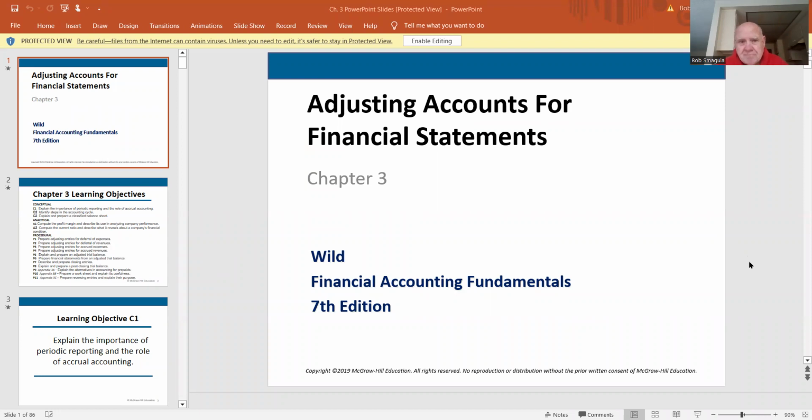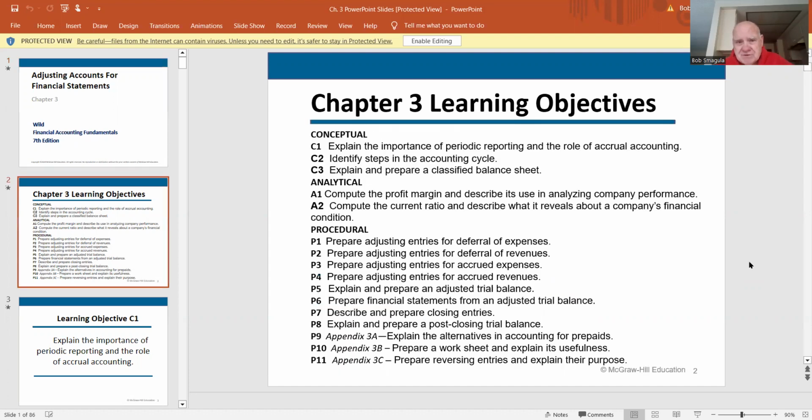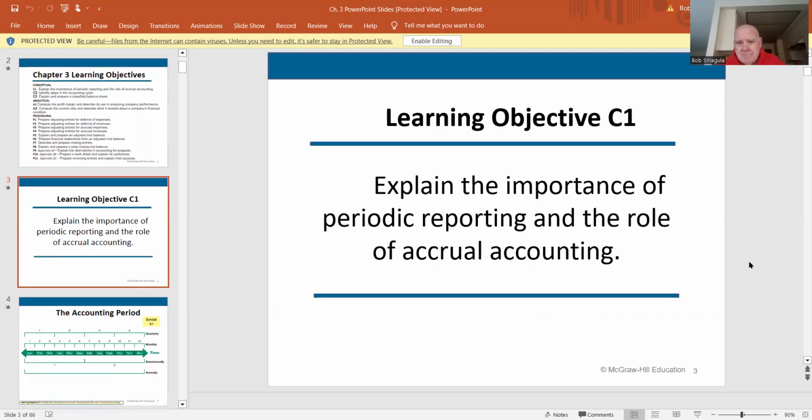Let's get going here. Adjusting journal entries. These always drive the accounting students crazy at first. They're not difficult until you learn why you're doing these entries. The why is the key to this. So let's try to understand it as we go along. Look at all the things we're going to learn today, conceptual, analytical. So let's keep going, break it out, divide and conquer.